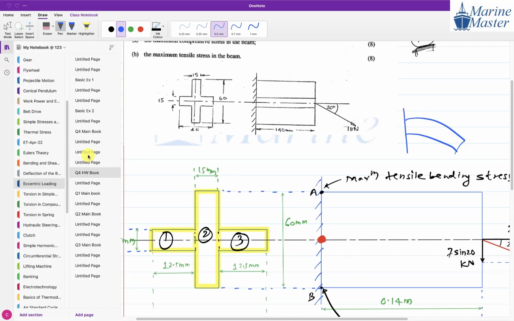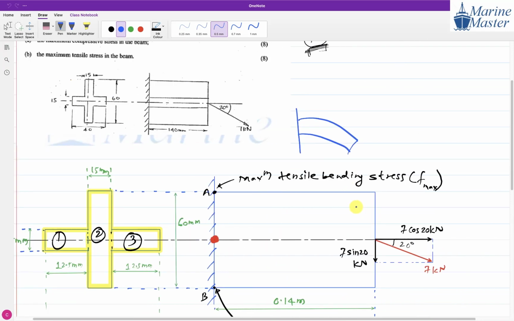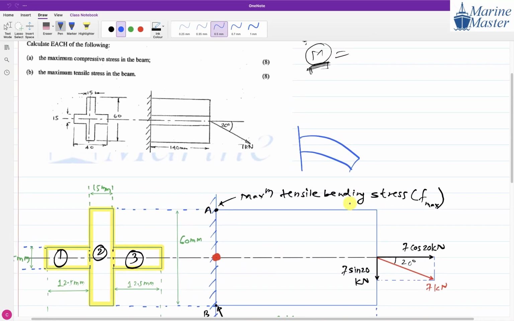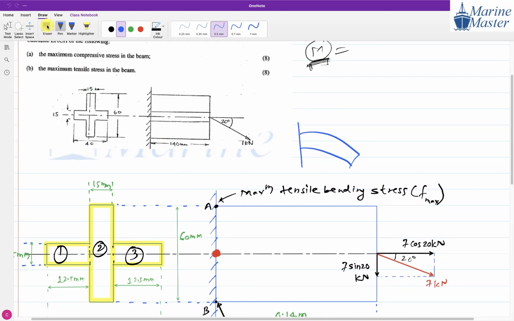I will take the next question, everyone. Just observe here in this question. This 7 kilonewton is replaced by what? Its two components, 7 cos 20 and 7 sin 20. Now tell me, the effect of 7 cos 20 is what? Extension or compression? Tensile extension. So in your calculation, 7 cos 20.